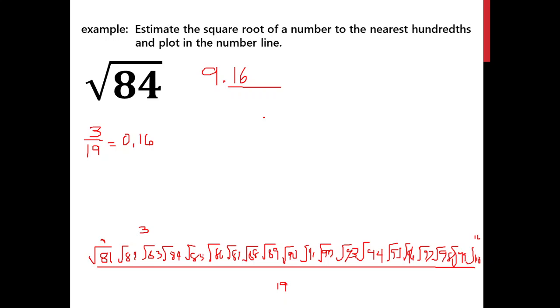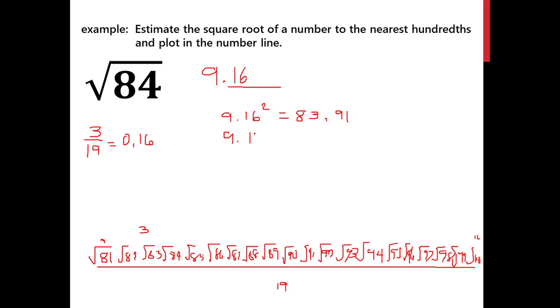Now let's check if we get the correct answer. Because this is a non-repeating number, I already have the hundredths place. So let's go ahead and square this one, to see if we can come up with the nearest value to 84. So you have 9.16 squared. That is 83.91. Now let's try to use 9.17.